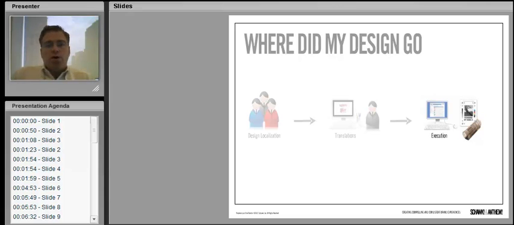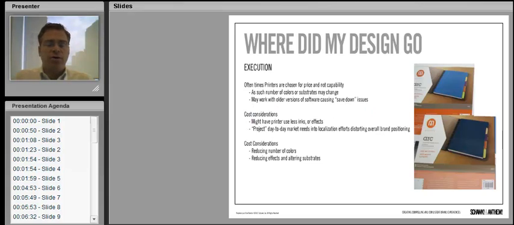So the last point in the process where we find there are issues that can occur in successful design localization is in the execution or the deployment phase. I think this is where most changes occur. And most changes occur here because you're dealing with an extended supply chain, and you're dealing with folks who are not so involved in the branding side, specifically printers. And oftentimes printers have no idea about the brand and what we're hoping to achieve with that brand. And so as a result, a lot of errors and modifications occur in this phase.